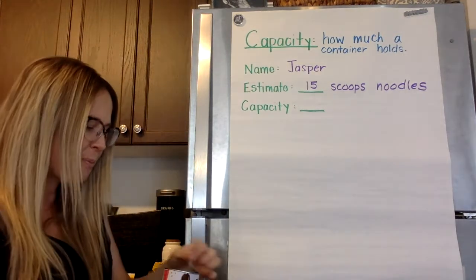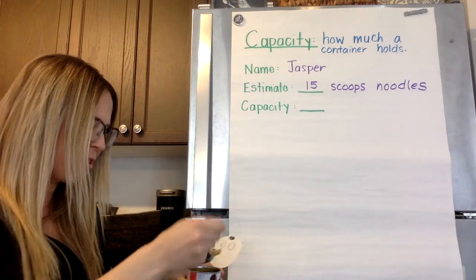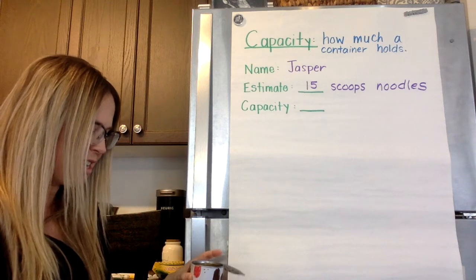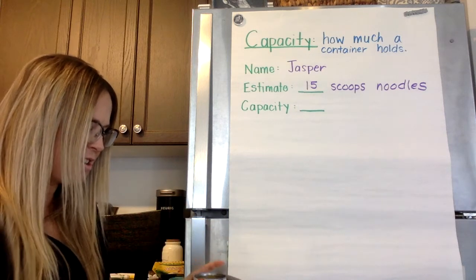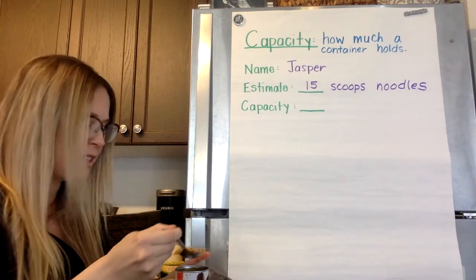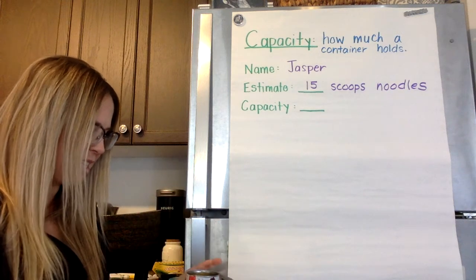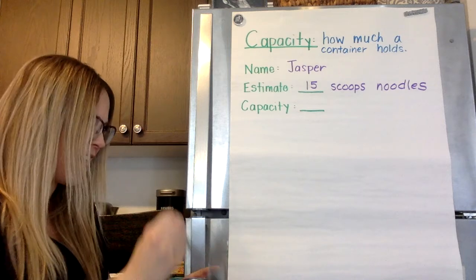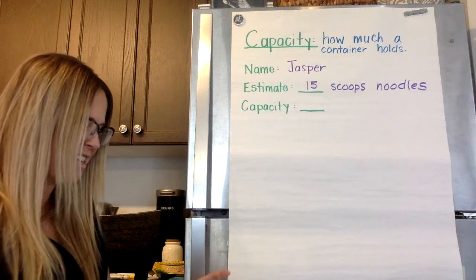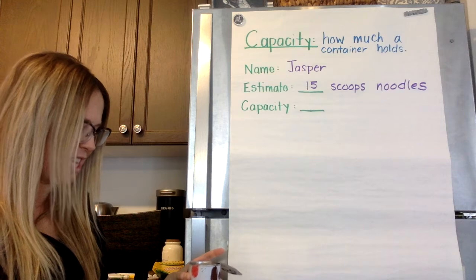Here we go. Open up your mouth. Here we go. 1, 2, 3, 4, 5. I'm trying to make sure they're a full scoop full. 6, 7, 8. It's almost there. 9, 10, 11, 12. Oh, I think that's about full.